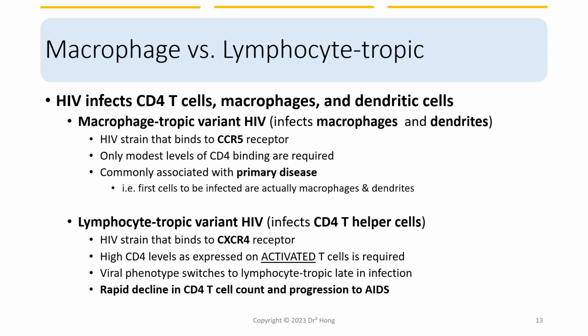On the other hand, the lymphocyte tropic variant of HIV infects CD4 T helper cells and binds to the CXCR4 receptor. High levels of CD4 expression, as found on activated T cells, are required for this variant. The viral phenotype switches to lymphocyte tropic late in infection, leading to a rapid decline in CD4 T cell counts and progression to AIDS.